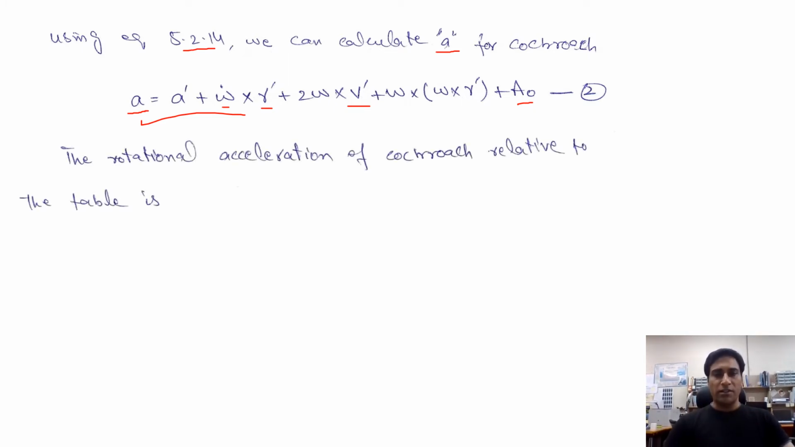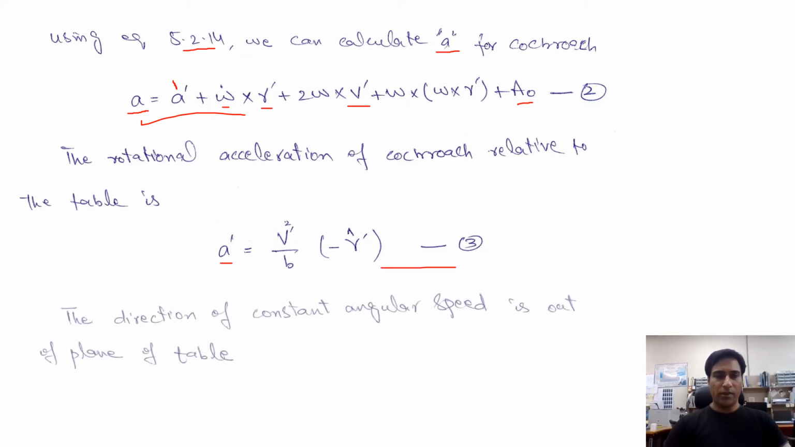The rotational acceleration of the cockroach relative to the table is a dash. This acceleration is equal to v dash squared over b times minus r dash unit vector. So this is equation 3. The direction of the constant angular speed is out of the plane of the table. So this is the constant angular speed.